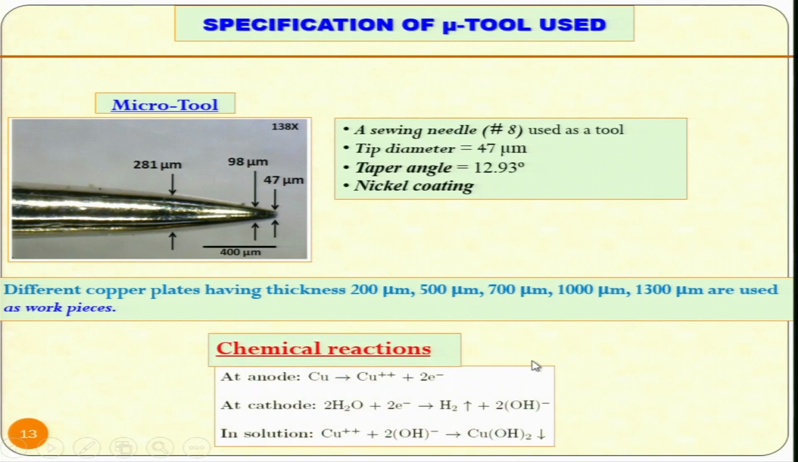Now, the chemical reactions that we have seen in the earlier lecture are slightly different here because here we are using copper as the workpiece material, earlier we used iron as the workpiece material. So, copper will make copper ions plus 2 electrons; 2 H2O plus 2 electrons, hydrogen gas is evolved at the cathode and 2 OH minus; and in solution you have copper plus OH, cuprous hydroxide. Now, that settles down at the bottom.